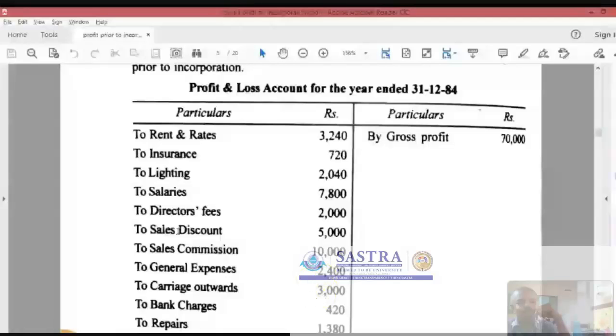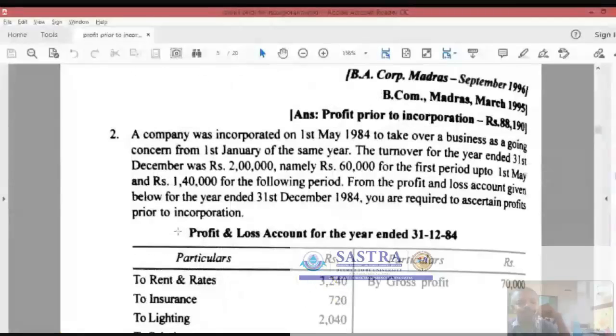A company was incorporated on 1st May 1984 to take over the business as a going concern from 1st January of the same year. The turnover for the year ended 31st December was rupees 2 lakhs, namely rupees 60,000 for the first period up to 1st May, and rupees 1,40,000 for the following period. From the profit and loss account given below for the year ended 31st December 1984, you are required to ascertain the profit prior to incorporation.